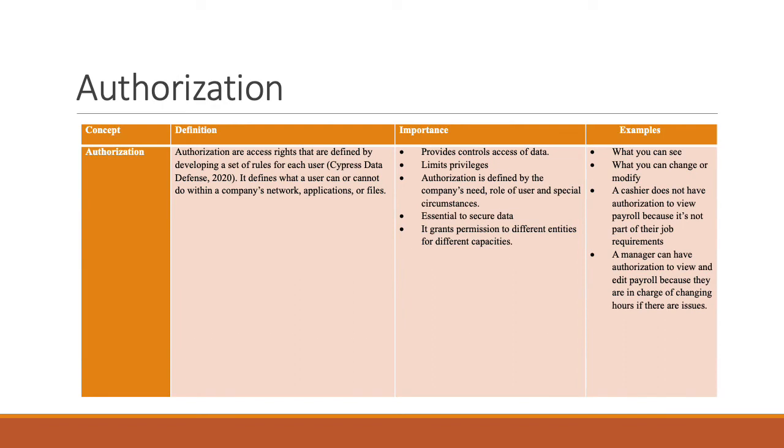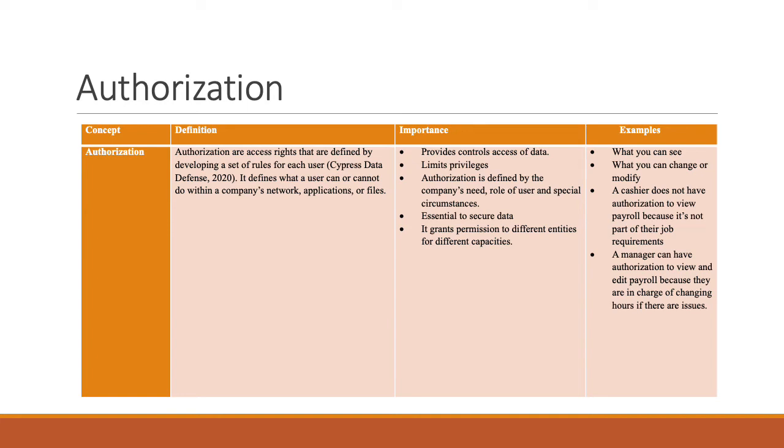Next, we're going to talk about authorization. Authorization refers to access rights that are defined by developing a set of rules for each user. This can define what a user can or cannot do within the company's network, applications, or files. And obviously, this is defined by the particular organization or company. This is important because it provides control of data. It limits privileges. Authorization is defined by the company's needs, role of the user, and special circumstances. Essential to securing data, it grants permission to different entities for different capacities.